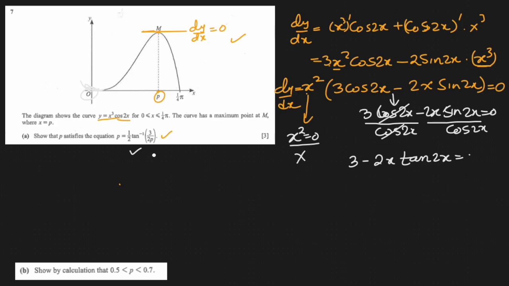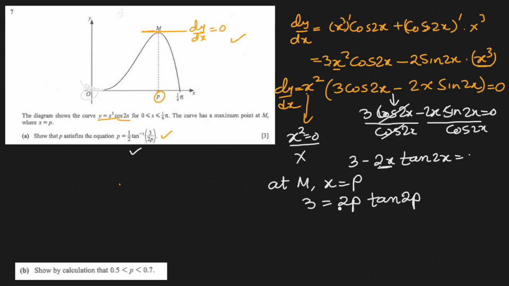We need p as a subject. So we will substitute x by p because x is p at this m value. So at m x is equal to p. So let's bring this one to the other side. So 3 equal to 2p tan 2p. Okay, so I brought this to the other side and substituted x by p.